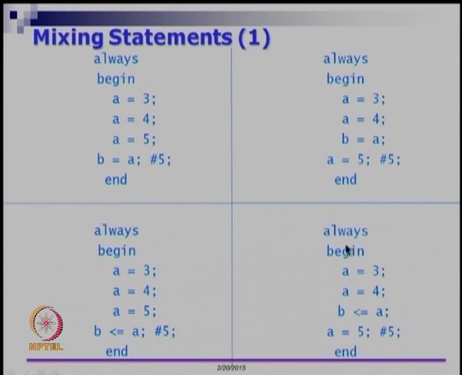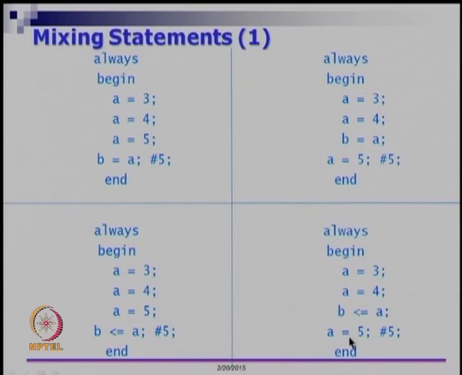Let us see what happens on the right side here. So, this 3 and 4, this 4 destroys 3. That is straightforward, 4 destroys 3. Then this value of 4 is supposed to be copied to B, but not immediately, sometime in the future. So, B is going to get the value 4 sometime in the future, but A is assigned 5.